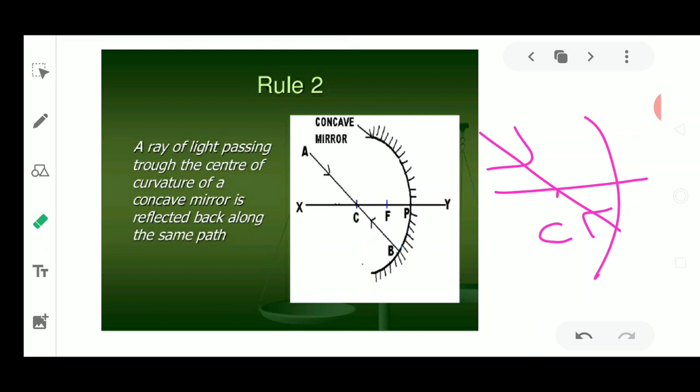The first short form, written as C, is known as the center of curvature, F means focus, P means pole, and here X and Y is the principal axis. Next, A and B is the ray of light which is passing and again returning back along the same path. So this was the second rule.